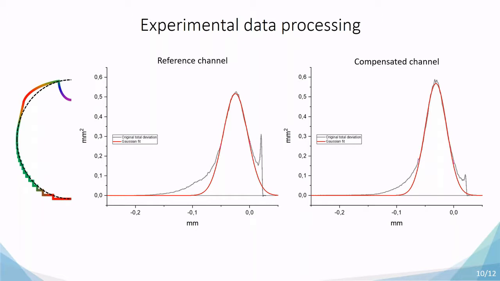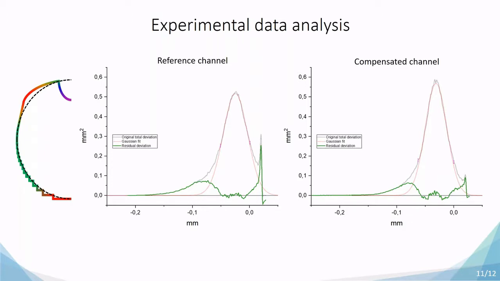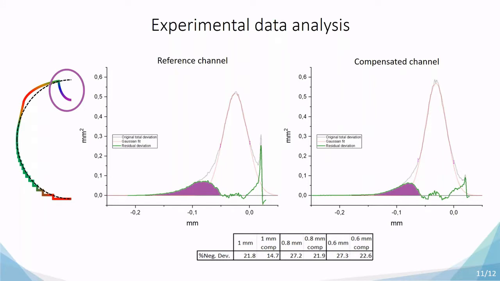And then we subtracted from the raw data, and the positive and negative deviation becomes much more apparent. So now we can start doing the data analysis on this graph. On the left, we see the negative deviation, which corresponds to the drosses. We see that in the reference channel and in the compensated channel, there is not much difference for 1 millimeter, 0.8 millimeter, and 0.6 millimeter. But that was expected because we didn't assess this problem directly.